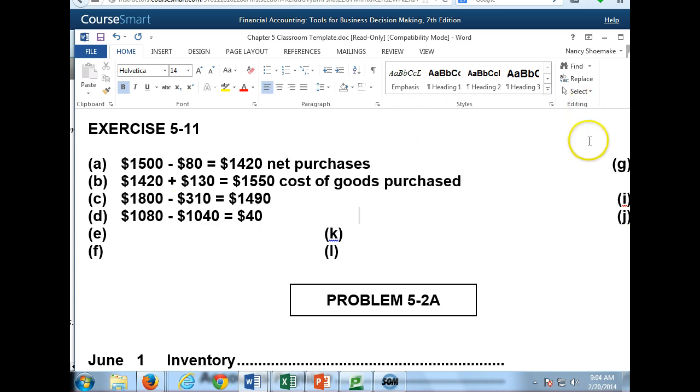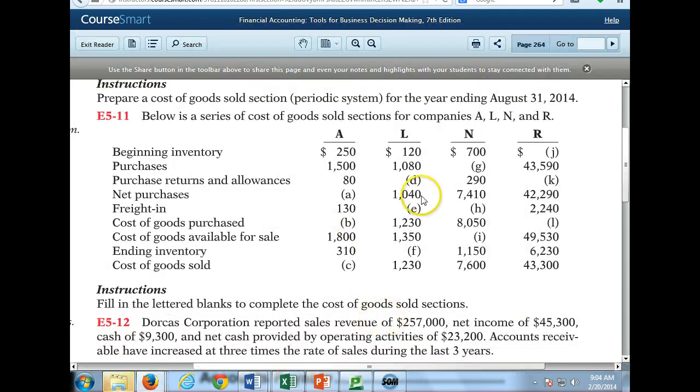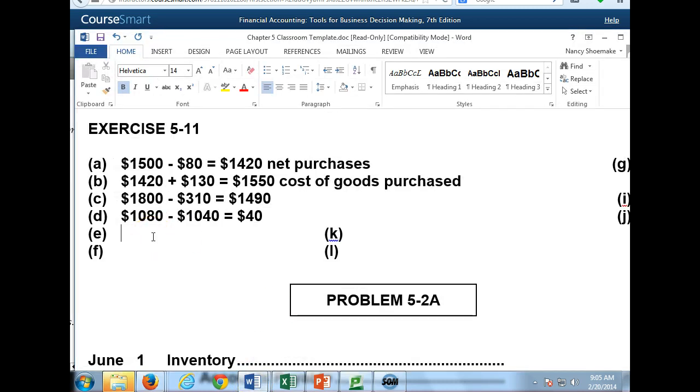$40. Okay? Then, E, if our net purchases are 1,040, but we need to add, to get to our cost of goods purchased, we need to add net purchases plus freight in. Net purchases plus freight in is going to equal 1,230. So, we know here that with E, 1,230 minus our 1,040 is going to equal the freight in of how much? 190?